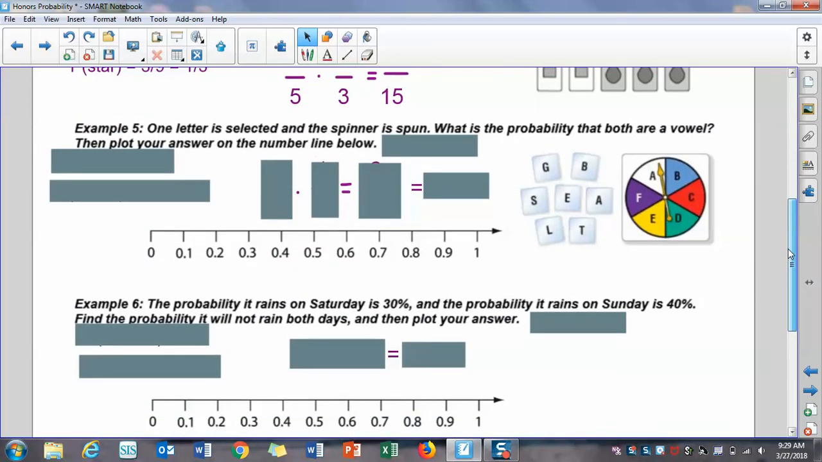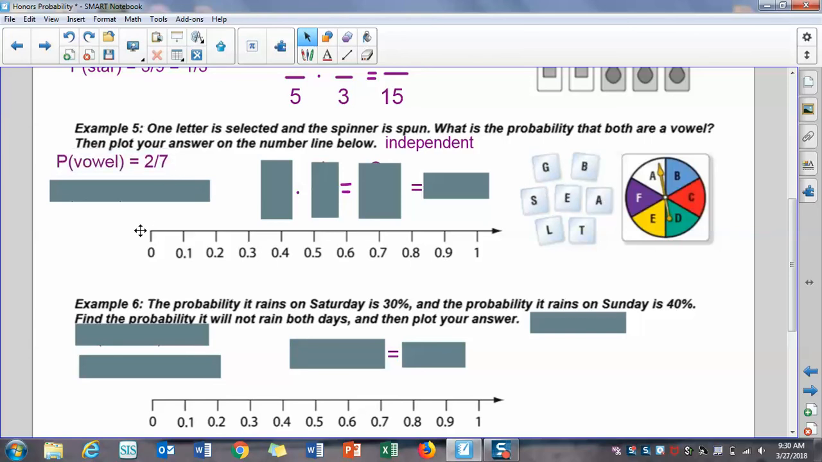Looking at example 5, 1 letter is selected and the spinner is spun. So we have 2 different things. What is the probability that both are a vowel? So here we're just picking a card at random and then spinning the spinner and seeing where it lands. Now these 2 things do not impact each other, so they're independent of each other. So the first vowel here, we're going to look, we have 2 vowels out of 1, 2, 3, 4, 5, 6, 7 options.